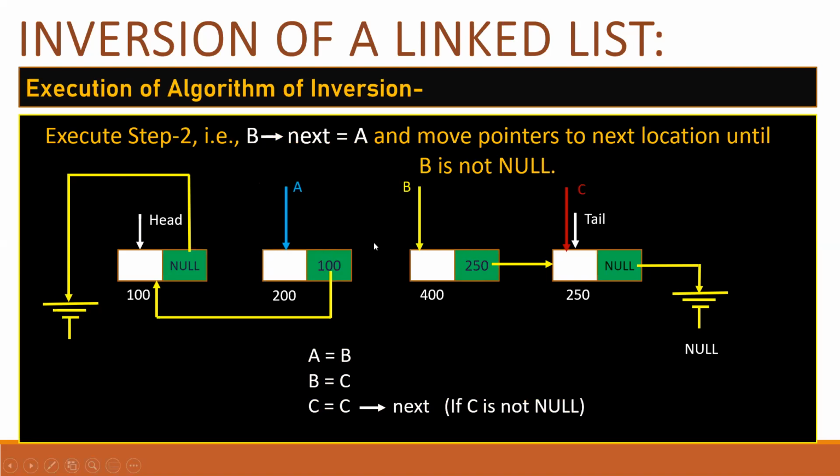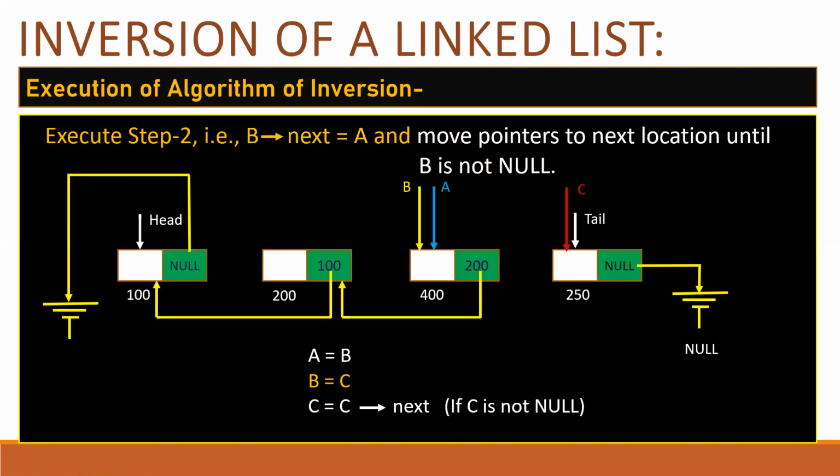Means 250, this value will be replaced with the value 200. 250 becomes 200. As soon as it becomes 200, this connection breaks, and this connection connects to the previous node. Now again we move in forward direction.